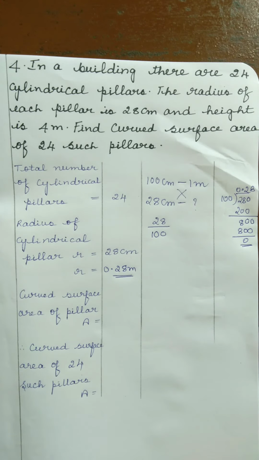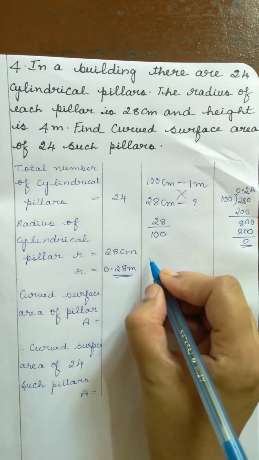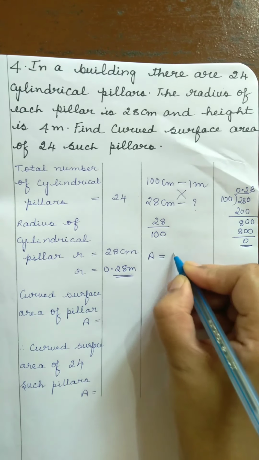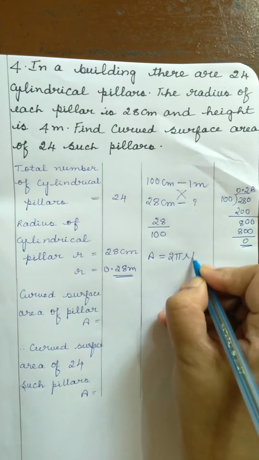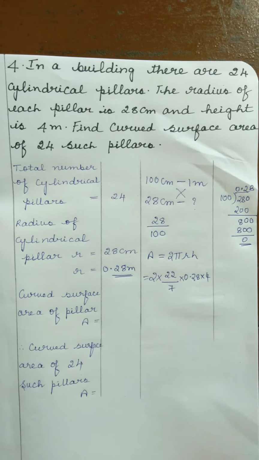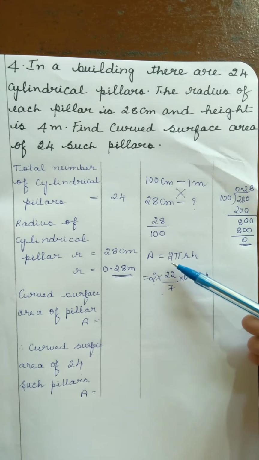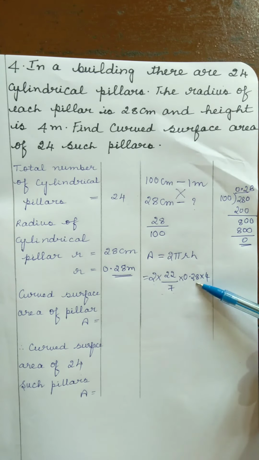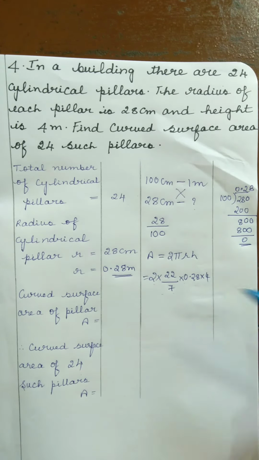What we have to find out? We need to find out the curved surface area of the pillar. The pillar is in the form of a cylinder. So the formula to find the curved surface area of the pillar, that is cylinder, is A equal to 2 pi RH. Now, substitute the values. On substituting, we have 2 into 22 by 7 into radius, that is 0.28 into 4.